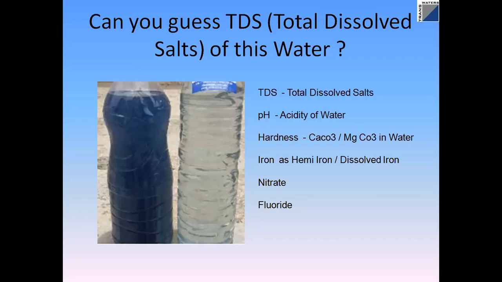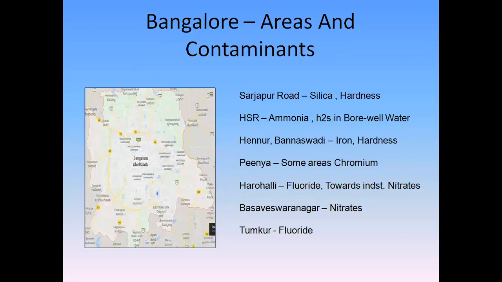Nitrate and fluoride are other components which we will mention. So what are the contaminants? This will give you an idea of what other contaminants are possible apart from TDS.